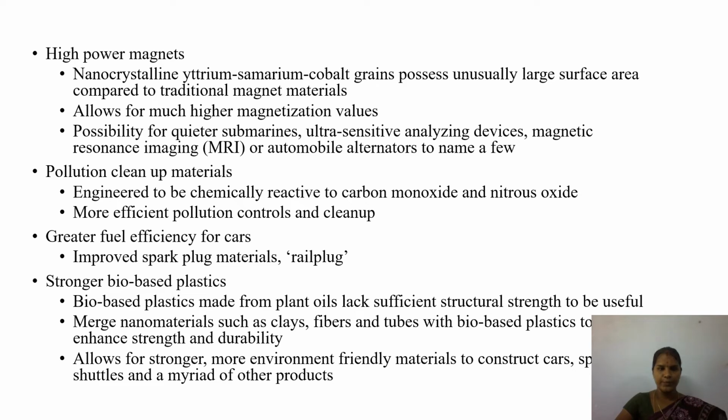These are a few. It is also used in pollution cleanup materials, and it gives greater fuel efficiency for cars, and it is also particularly used for stronger bio-based plastics, since bio-based plastics made from plant oils lack sufficient structural strength to be useful. It merges nanomaterials such as clays, fibers and tubes with bio-based plastics to enhance the strength and durability of the materials, and it allows for stronger, more environment-friendly materials in order to construct cars, sports shuttles and a myriad of other products.